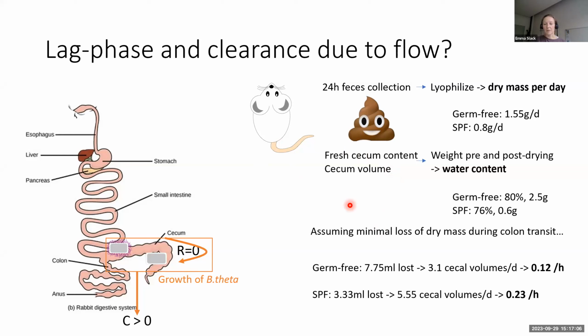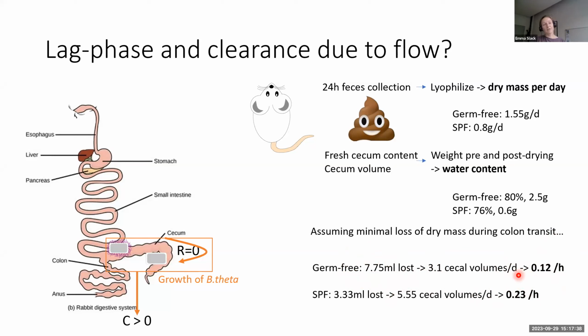We make an assumption of minimal loss of dry mass during colon transit, which is probably not extremely unfair. And if you use that data, you can go back and calculate the amount of cecum content that is lost during a normal day in a mouse that accounts for the feces, and therefore the dilution factor of the mouse cecum content per hour. In germ-free mice, this turns out to be about 0.12. I mean, the SPF is about 0.23. So we have a faster dilution rate in colonized mice than in non-colonized mice.